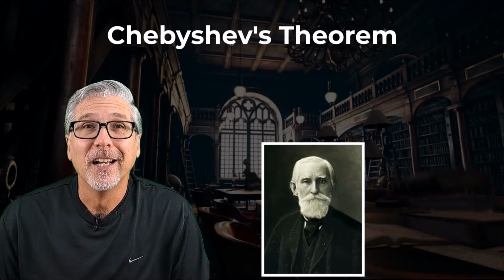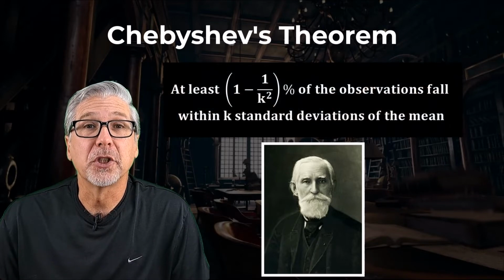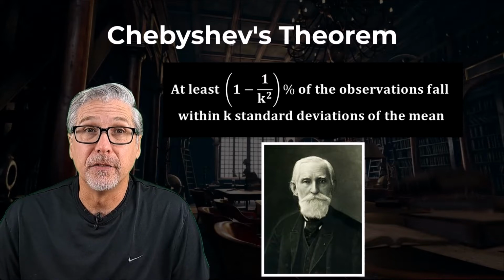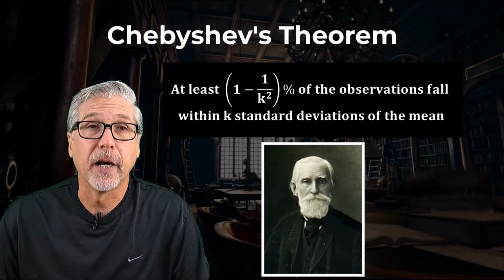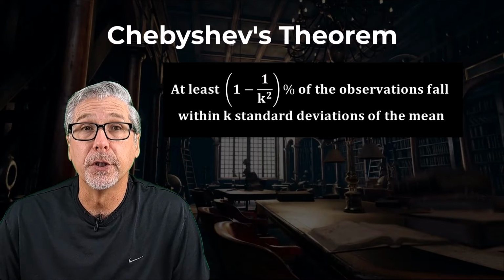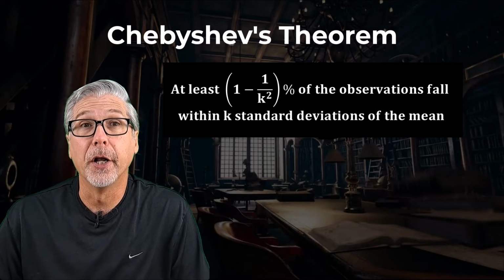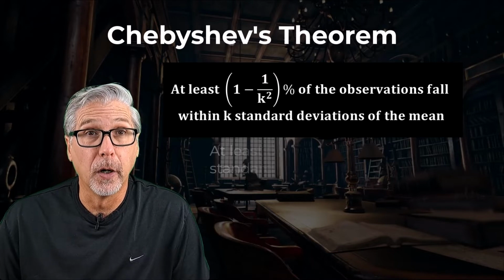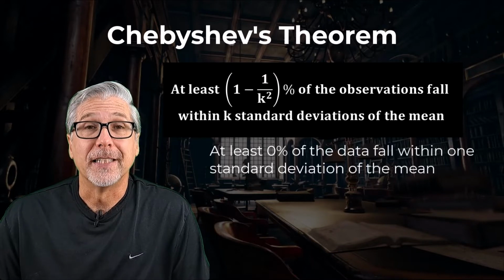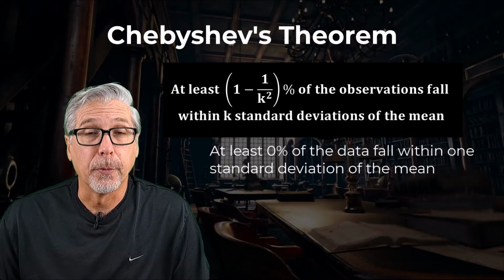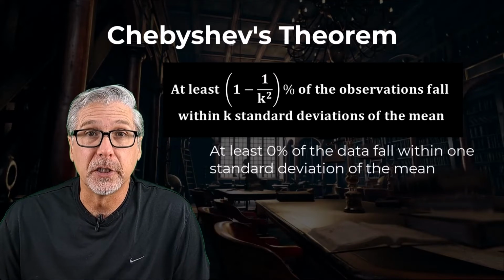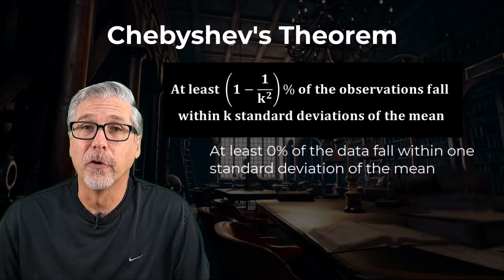Here's what he found. At least 1 minus 1 over k squared % of the data in a data set fall within k standard deviations of the mean. That's a mouthful. Let me go through it with you. Typically what we do is we plug in the values of k equal to 1, 2, and 3 and see what we get. For instance, when k is equal to 1, Chebyshev says at least 0%. We plug the value of k equal 1 in the formula, at least 0% of the data fall within 1 standard deviation of the mean. Not very helpful at all.